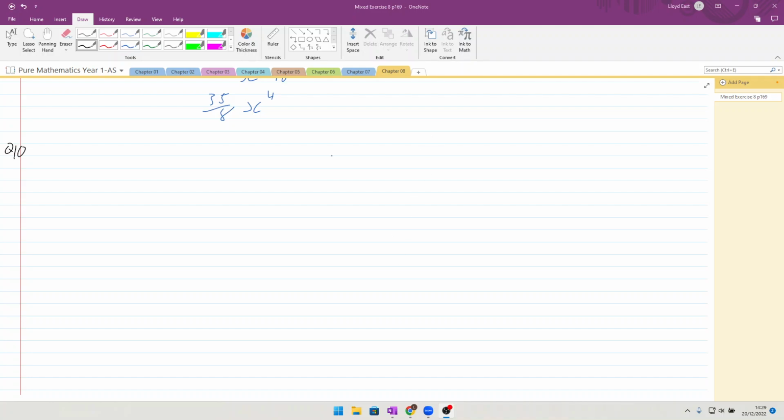Okay, question 10 of chapter 8, mixed exercises. We've got an expansion that needs doing: (3 + 10x) to the power 4, and we just need to expand that fully. So let's look at what Pascal's triangle is.